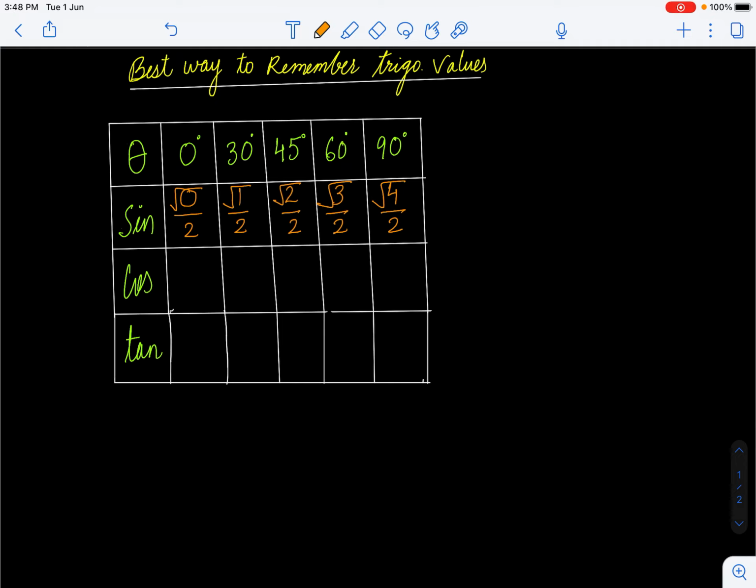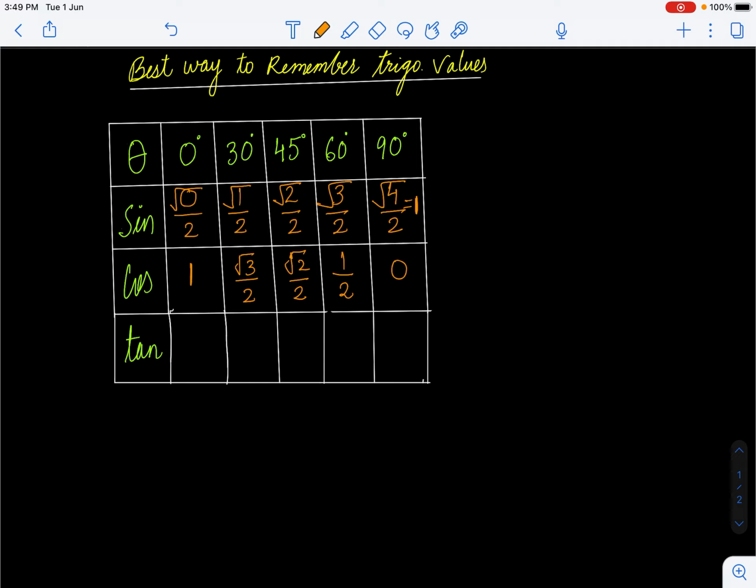Now for cosine terms, what you will do? Very simple. What you have to do is just write everything in reverse. Now you know this value is 1, right? So we start from 90 degree. So this is 1, and then next value is root 3 over 2. Next value is root 2 over 2. I am writing all the values in reverse order. 1 by 2, 0. That's it, done. So these are the values for cosine.